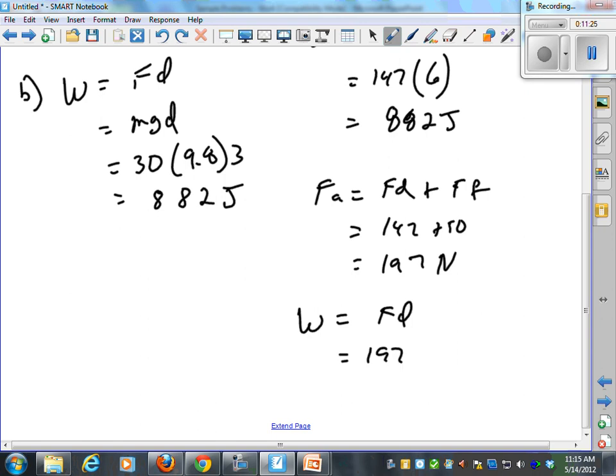Fd, with friction: 197. Our distance is 6 meters. So it's going to be 1,082 joules of work. Where does the extra work go? Heat. Exactly. It's going to be warmer because of friction. It's going to be warmer at the top than it is at the bottom. That actually makes sense. There's nothing to it.